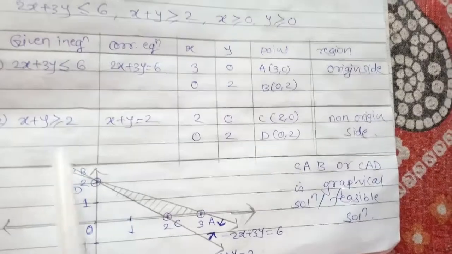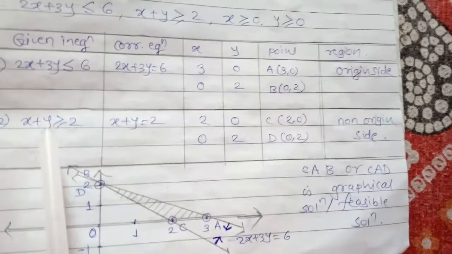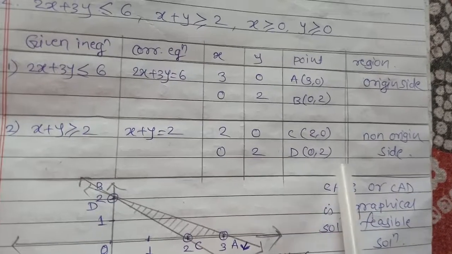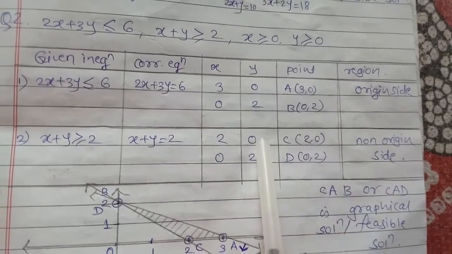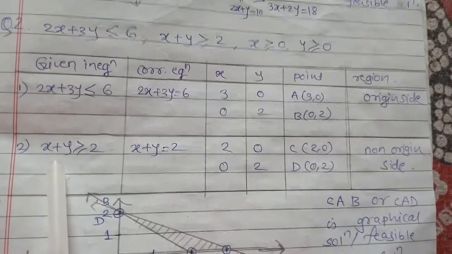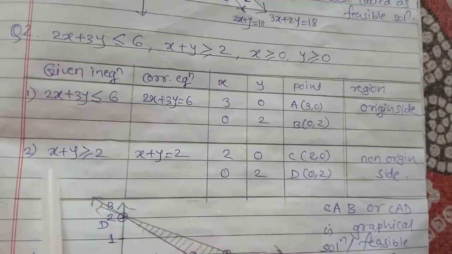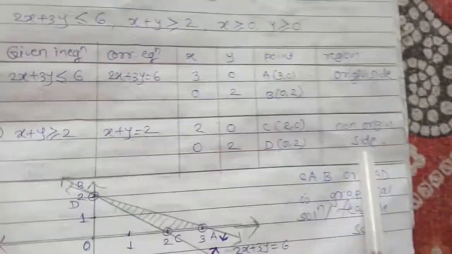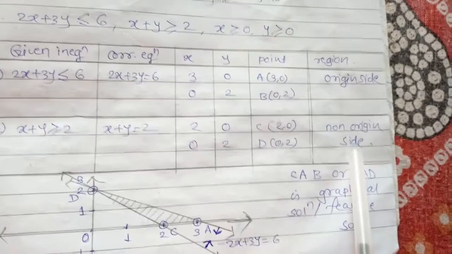And similarly we have to solve for the second line. Here we find the points, that is C is (2, 0) and D is (0, 2), by putting y equal to 0 and x equal to 0. So when we put the coordinates of the origin here, we get 0 is greater than or equal to 2, which is not true. So for this line we have to draw the arrow on the non-origin side.